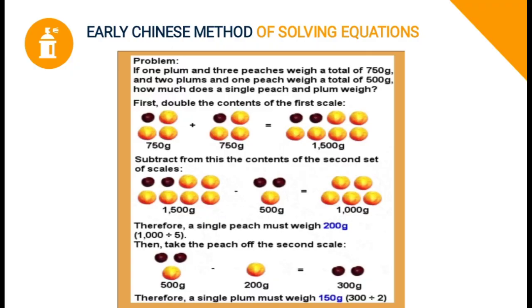And now, let us proceed to the early Chinese method of solving equations. So this is the sample problem. If 1 plum and 3 peaches weigh a total of 750 grams and 2 plums and 1 peach weigh a total of 500 grams, how much does a single peach and plum weigh? First, 750 grams plus 750 grams equals 1,500 grams. So 1,500 grams minus 500 grams equals 1,000 grams. Then 500 grams minus 200 grams equals 300 grams.